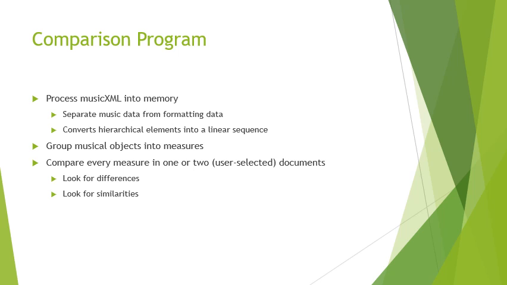Then it compares every measure in one or two user-selected documents. It looks for differences and it looks for similarities. The program scans for these changes and prints them out in a textual analysis on site. So far, it's beyond the scope of this project, but if development continues, we would like to see this analysis integrated with the sheet music display engine, highlighting music in red or green where changes have occurred.